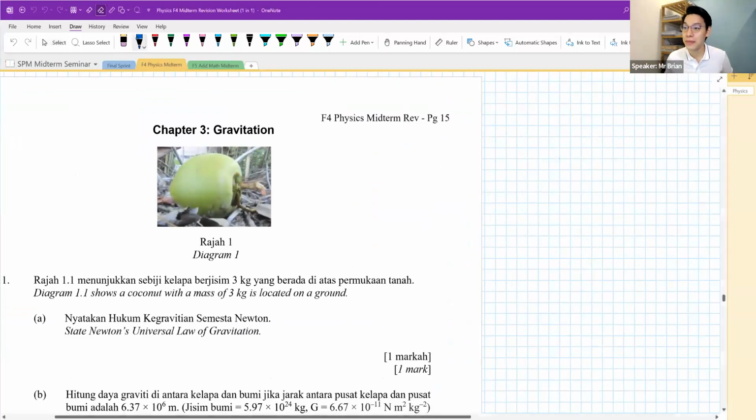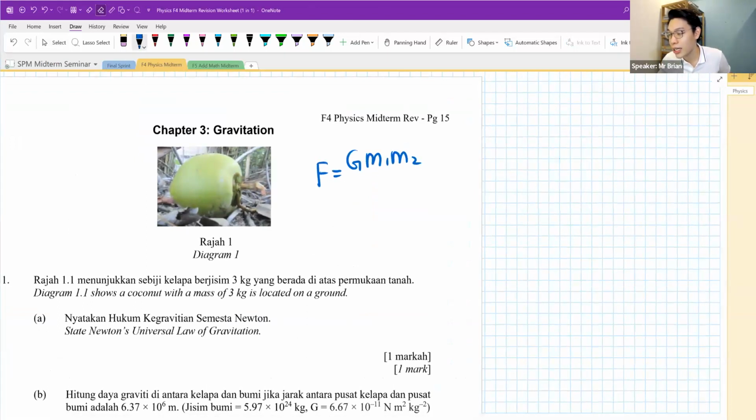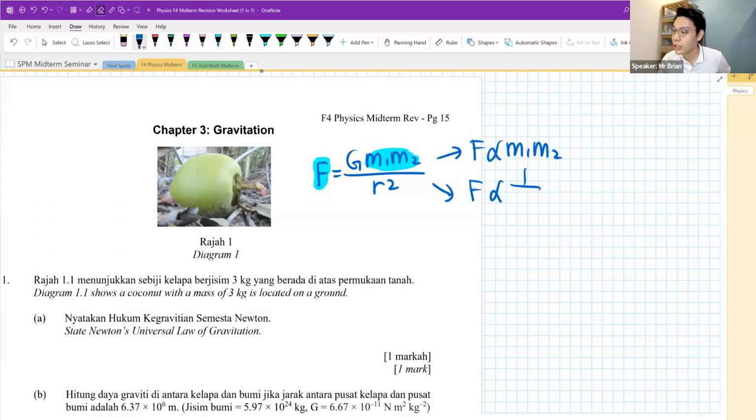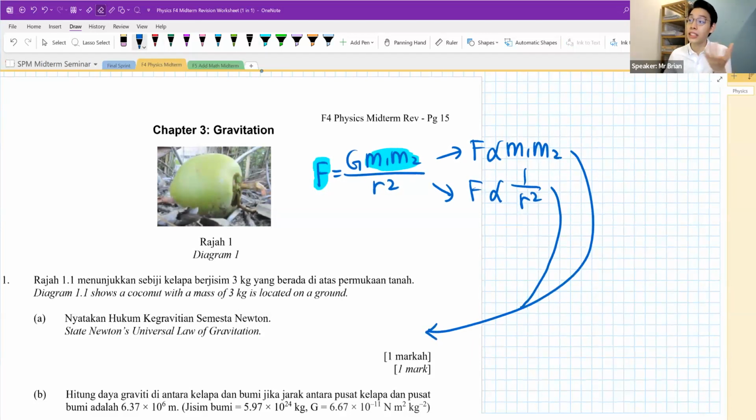Universal law of gravitation, page 15. I just want to talk about one formula real quick. I think most of you have learned this already. If you want to state Newton's law of universal gravitation, you just take a look at the formula sheet. And then you can say, F is directly proportional to M1 M2, and F is inversely proportional to 1 over R squared. And then you just write it out in words. That would be the answer. Gravitational force is directly proportional to the product of masses of the bodies and inversely proportional to the square of the distance between the centers.